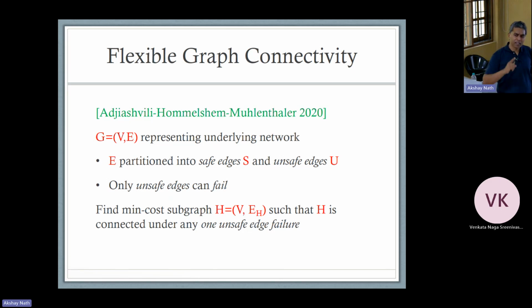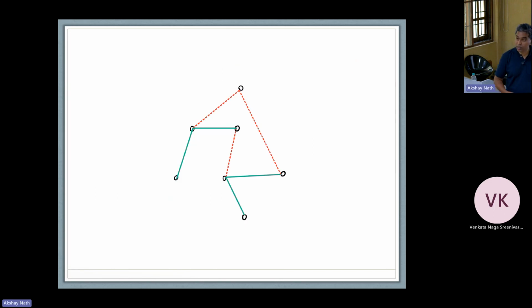And only one unsafe edge can fail, right? Say, not can fail. I mean, you want to be robust to one unsafe edge, right? So you want to find a cheapest subgraph so that even if one of those unsafe edges in the subgraph is taken away, you're still connected. Okay, so here is an example of a feasible solution.